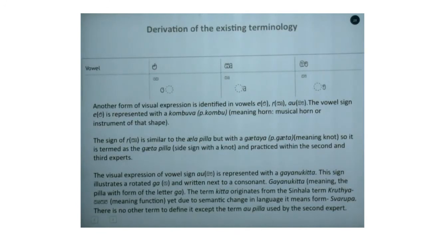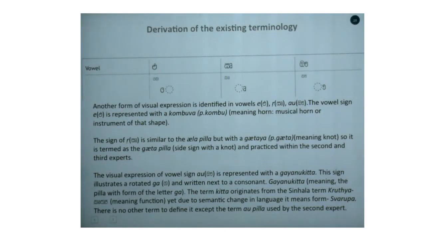Similarly, the others, that is the A sound, Iru, and Au sound, another form of visual expression where these three vowels represent the kombua in front. Kombua means the shape of the horn, the musical instrument, and they see the visual and use that to define it. And then we have Iru, which is known as the gataya. Gataya means knot, a side sign with a knot. So it's a visual expression again.